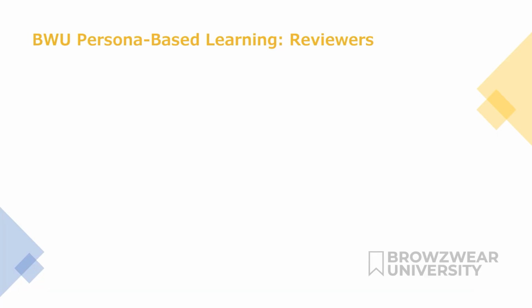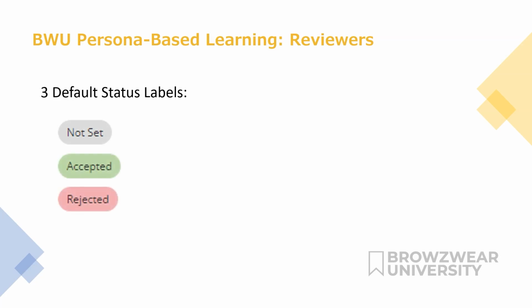In this lesson, we will demonstrate how reviewers can use status labels to help communicate clearly across Stylezone. Status labels serve as the quickest indication of a style's current phase in development and can be seen on all styles across Stylezone. Stylezone has 3 default status labels that can be used within a new site. These 3 default labels are Not Set, Accepted, and Rejected.